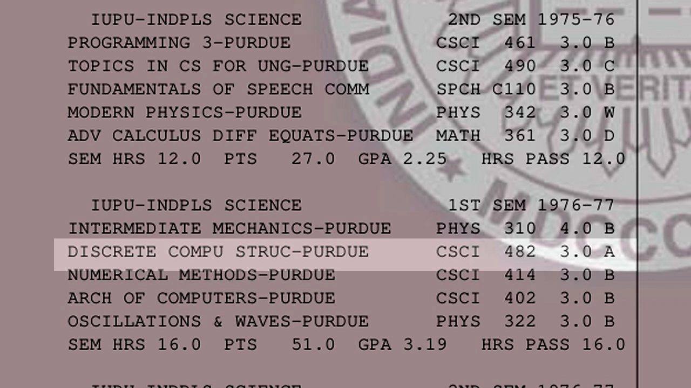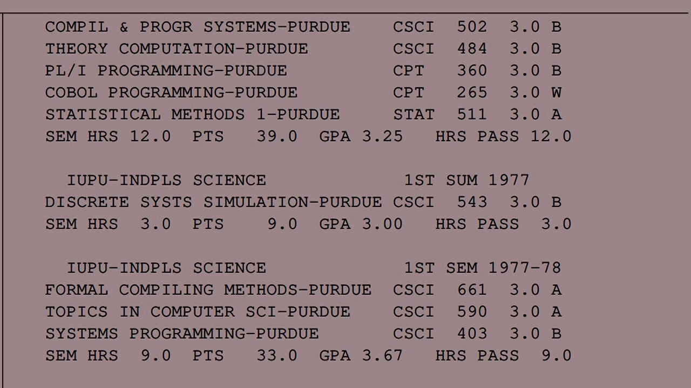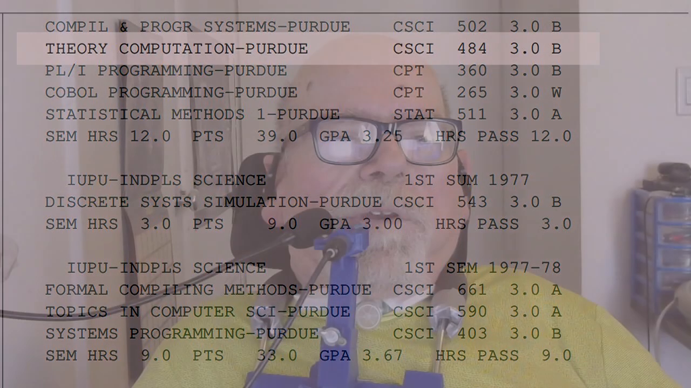It was called Discrete Computer Structures CS482. It was followed up with a companion class, CS484, Computability Theory, the following semester with Dr. G, and that was also quite challenging. I earned a B in her follow-up class. I can't recall which lessons were in which semester. They all kind of blur together after nearly 50 years.